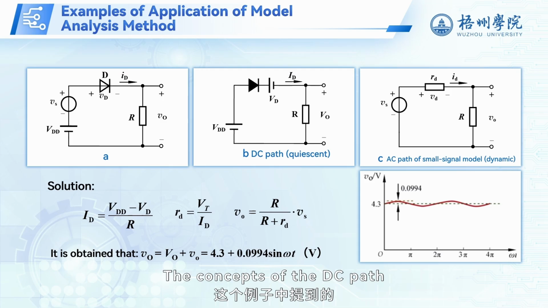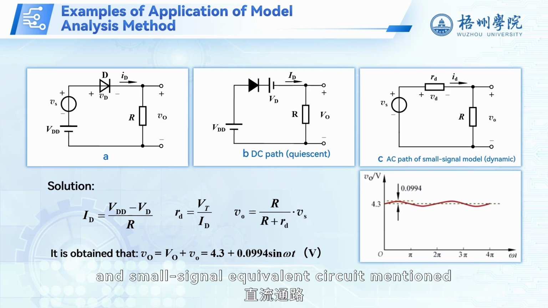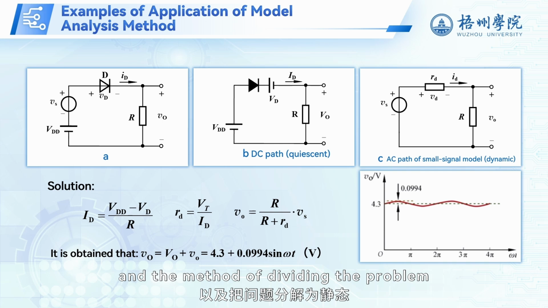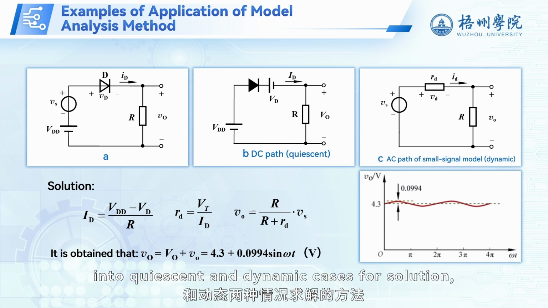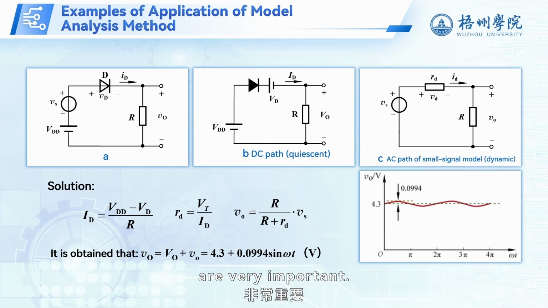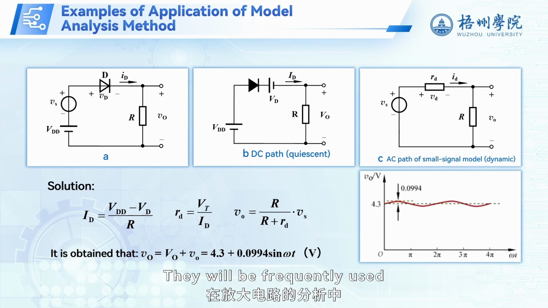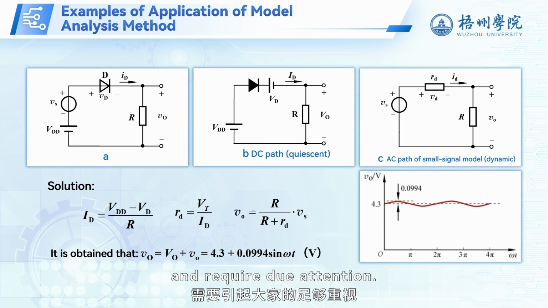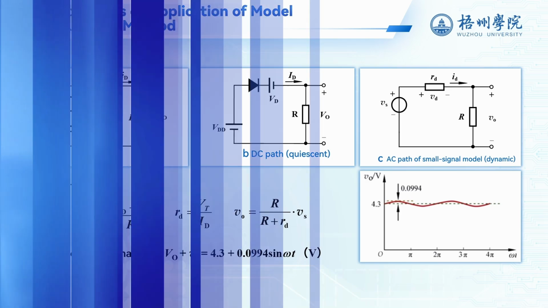The concepts of the DC path and small signal equivalent circuit mentioned in this example, and the method of dividing the problem into quiescent and dynamic cases for solution, are very important. They will be frequently used in the analysis of amplifier circuits and require due attention.